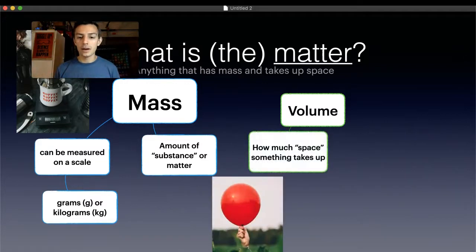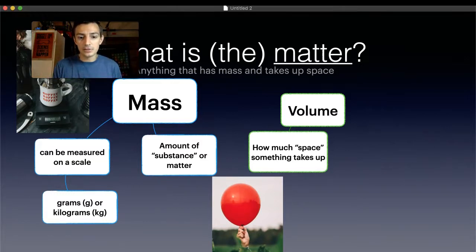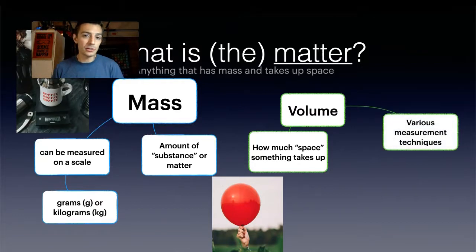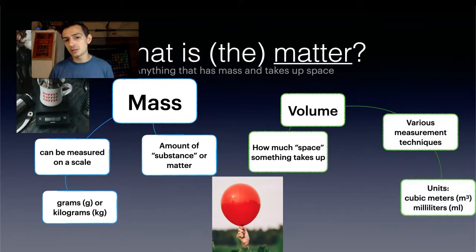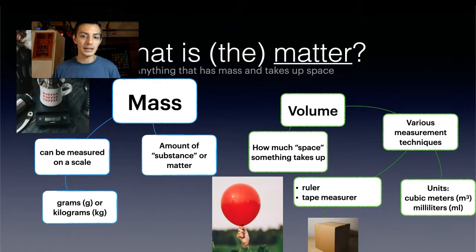Volume we've talked about quite a bit, and that's how much space something takes up. If mass is what it's made out of, the amount of substance, volume is the amount of space. And we can measure this a couple different ways. The units are going to be a little different than something you might be used to, a milliliter or a cubic meter, because it has to be length and width and height, especially if you're dealing with something geometric like a box. You can take a ruler and measure all those different dimensions and you can get a volume pretty easily.